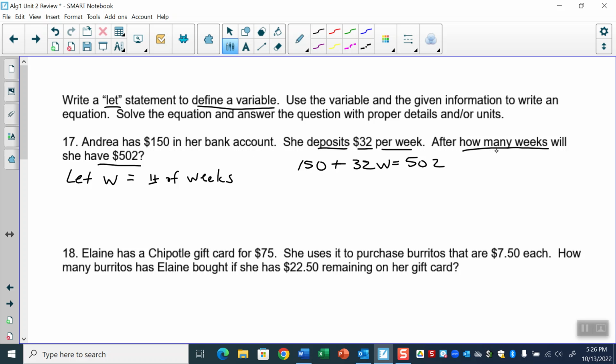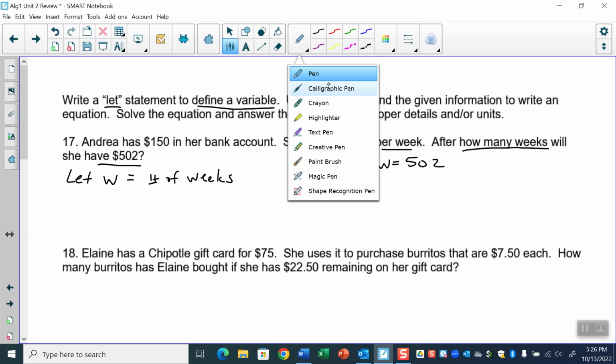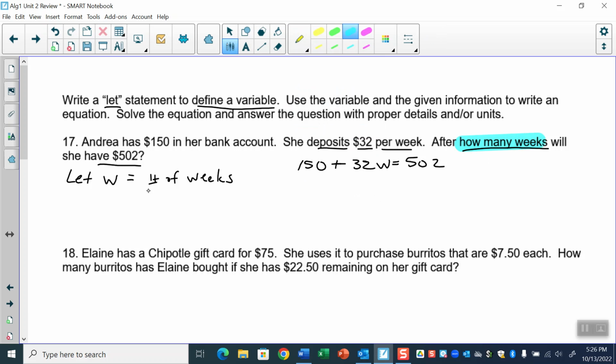Okay, now I'm going to read it again, make sure I've got everything right. So it says, how many weeks? All right, so how many weeks, that is going to be my variable. The next part, I'm depositing, so that's going to be plus, right? The initial value was 150, and then I've got 32 per week, so there's my 32W. All right, and then finally at the end, the 502. All right, so that looks good.